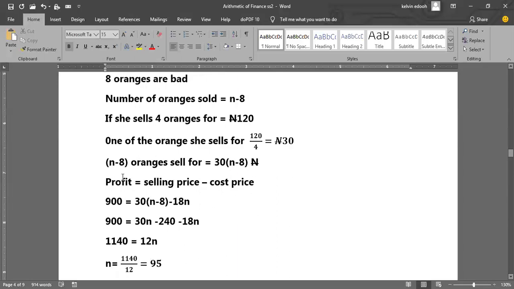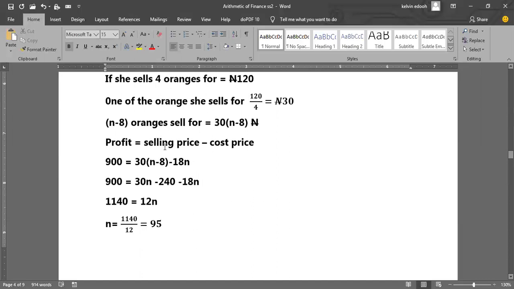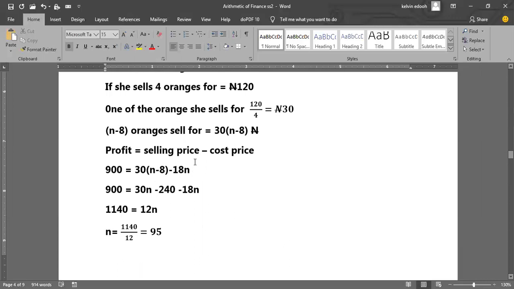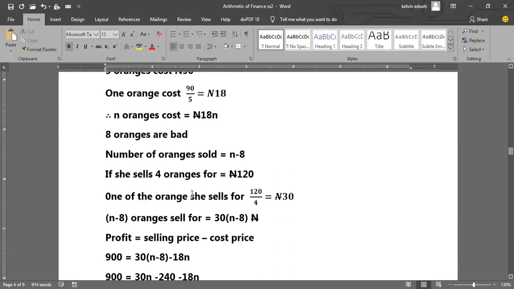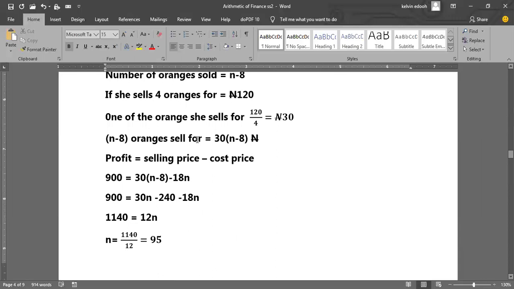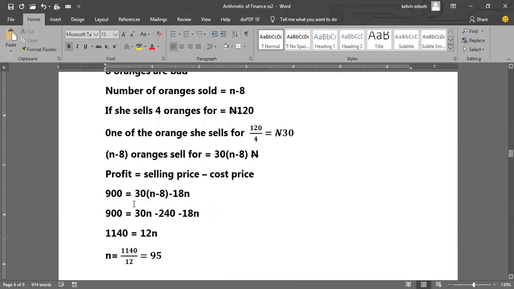So with this, we know the selling price to be this, and we know the cost price to be 18n. Remember, profit is selling price minus cost price. So 30 times n minus 8, which is the selling price, minus the cost price, which is 18n. And we are told she made a profit of 900. So 900 should equal this expression here.